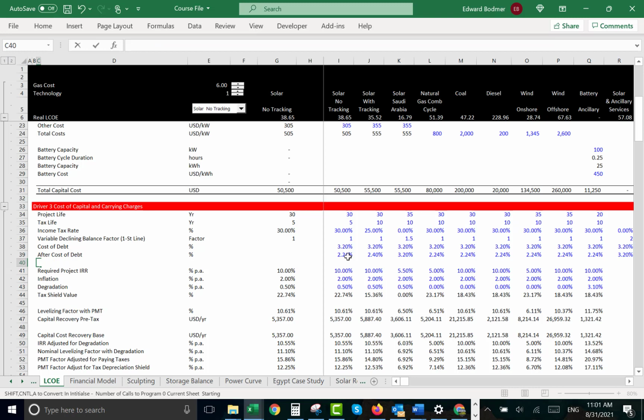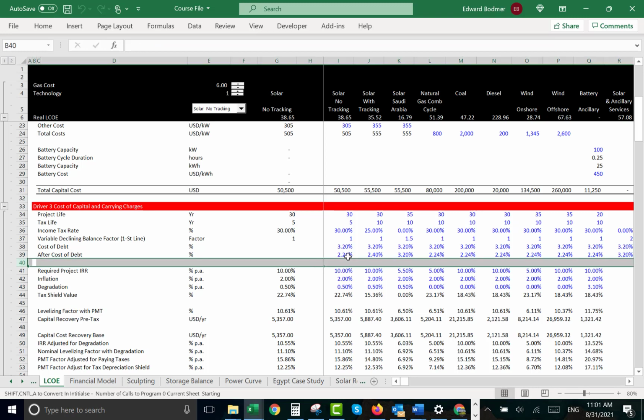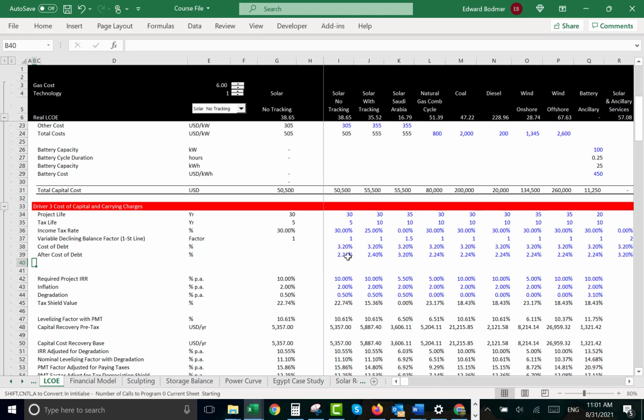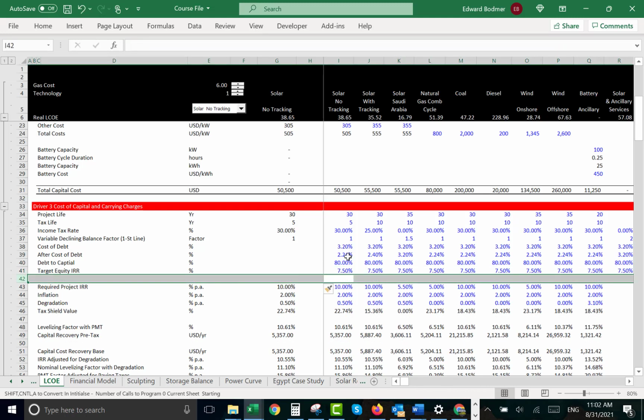We'd have our debt to capital, and then we put a percent. Now, as we do this, let's put our equity target. How about I'll call it target equity IRR. And that target equity IRR is really just, what did I have, 7.5% maybe this time. I'm changing it. Okay, that's the definition really of the cost of capital.